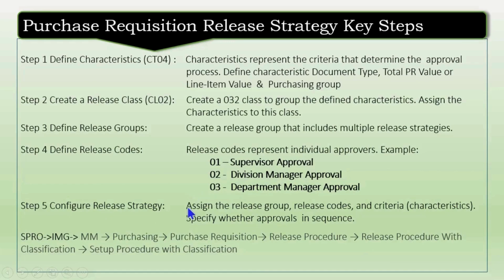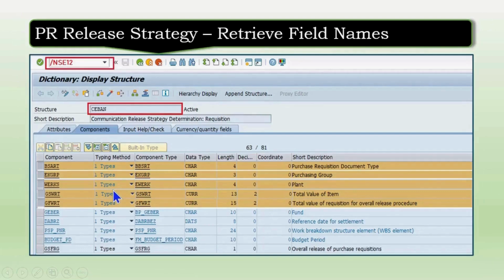So we have to create the release strategy, and whatever parameters we have created, we have to assign those to the release strategy. In that way, you will be building the purchase requisition release strategy. Move on to the next slide.